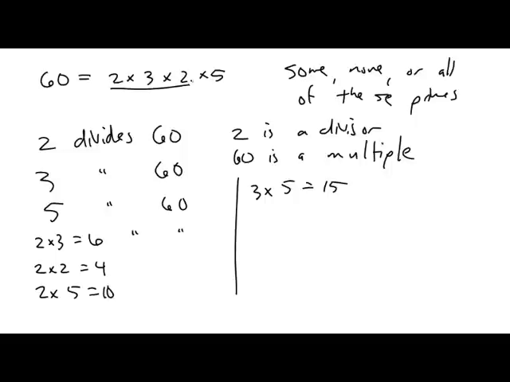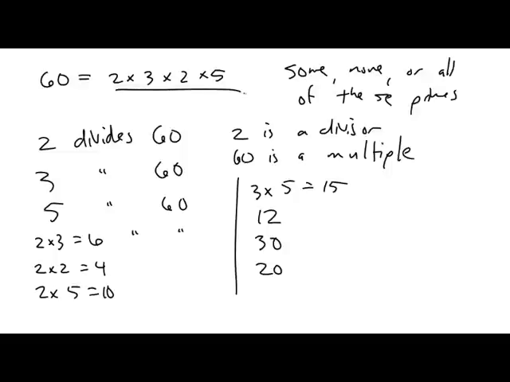We could take the first 3. 2 times 3 is 6 times 2, 12 is a divisor. We could have taken everything but the 5, everything but one of the 2s. 6 times 5 is 30. We could have taken everything but the 2, everything but the 3, which is 2 times 2 is 4, times 5 is 20. Evenly divides 60.